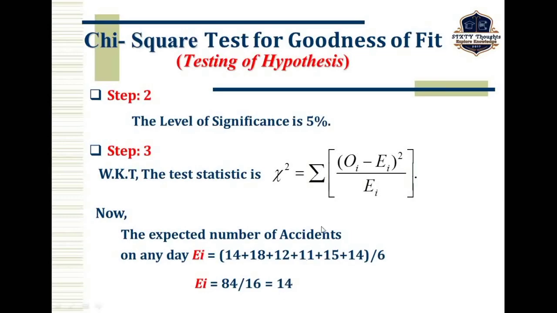Which means on Monday we expected 14 aircraft accidents, and the observed value is also 14. Tuesday we expected 14, but unfortunately the total number of accidents is 18. Likewise we get the observed value as well as the expected value. Using this we are going to find the chi-square terms.